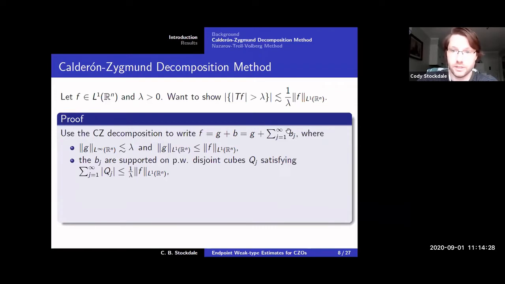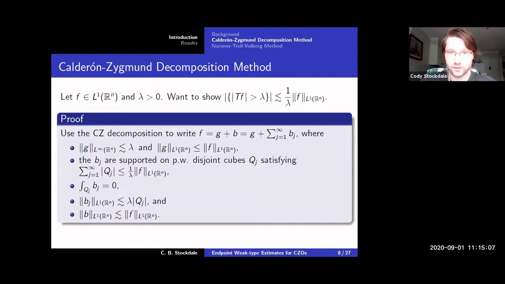These B_j's, the pieces that sum together to give you the bad function B, are going to be supported on pairwise disjoint cubes, and the total measure of these cubes is going to be no worse than 1 over lambda times the L1 norm of f, which is good because that's exactly what we want to control everything by at the end of the day. The B_j's also have cancellation, so they integrate to 0, which will be useful. They have this useful L1 control by lambda times the measure of their support, and they're controlled in L1 by the L1 norm of f.